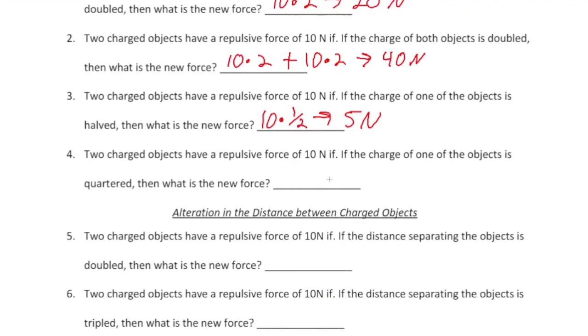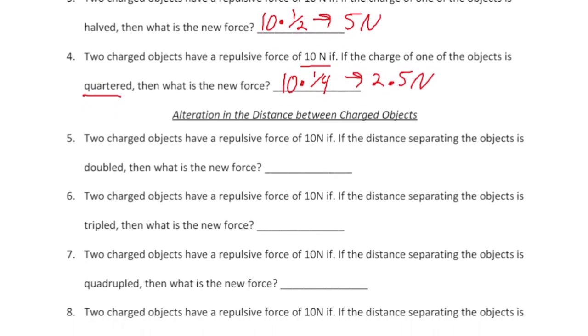Two charged objects have a repulsive force of 10 newtons. If the charge of one object is quartered, what's going to happen? Again, whatever we do to our charge, we're going to do to our force. So quartered means 1/4, so times 1/4, that means that our force is now 2.5 newtons. It's quartered. Now let's take a look at distance.